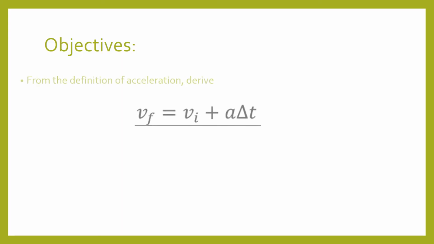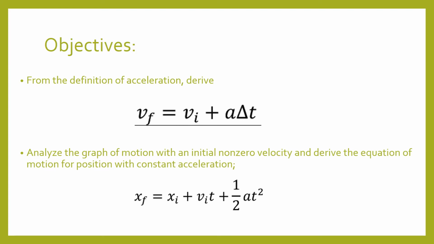In this tutorial, we are going to derive Vf is equal to Vi plus A delta t from the definition of acceleration and analyze the graph of motion with initial non-zero velocity and derive the equation of motion for position with constant acceleration, that is, xf is equal to xi plus vit plus 1/2 at squared.